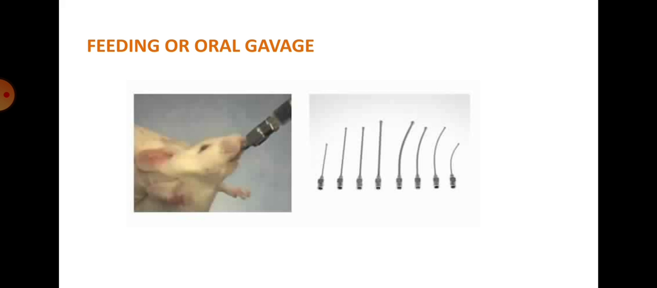So coming to feeding, or oral gavaging, as one of the routes of administration of drug. Here, hold the rodent in hand carefully, then measure the tube length from nose to the last rib of the rodent and mark it. Give a gentle tight grip at the back of the neck so that it opens its mouth widely.